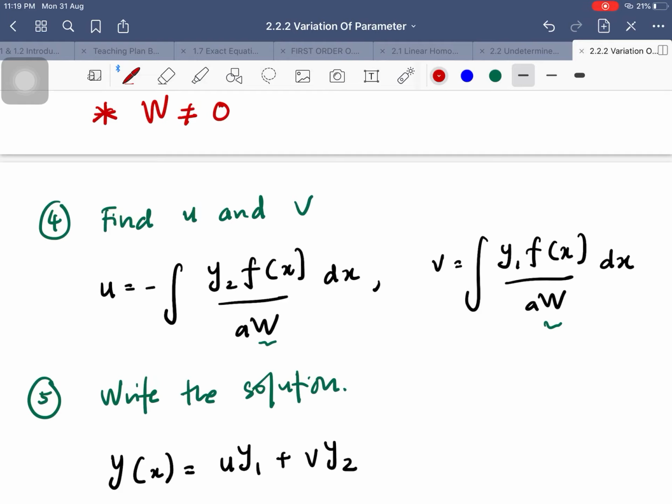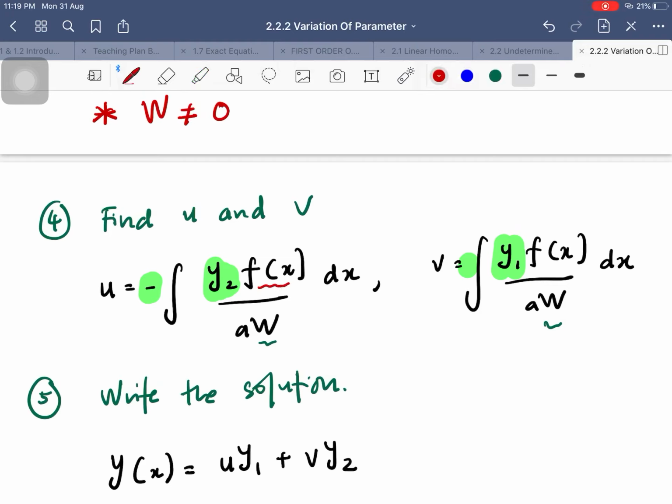If you notice, the components are pretty much the same. There is only a slight difference between both of them. The first difference is u is going to be negative integration, v is going to be positive. And for the case of u, at the top over here is y2. For the case of v, at the top there is y1. That will be the only difference. Other than that, the elements are going to be the same.